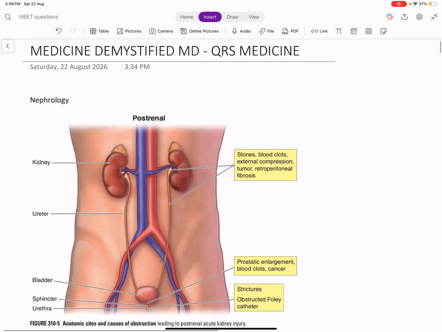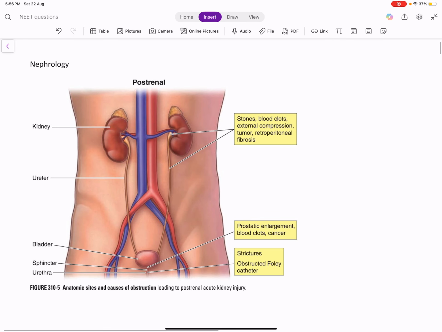Good evening. So today we'll be discussing quick revision series in medicine for nephrology and fluids and electrolytes. This will be useful for people preparing for competitive exams like NEET or INICET.